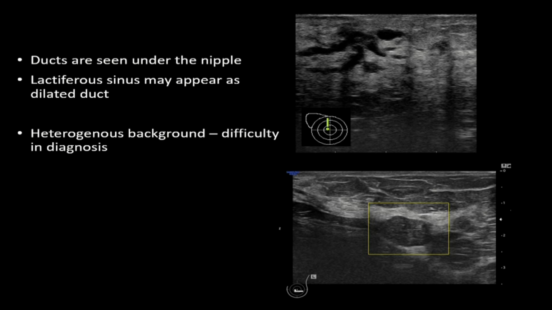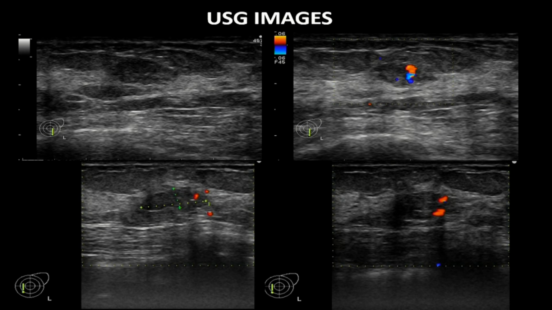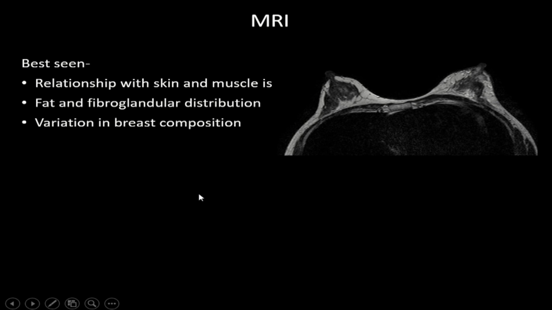If you are not able to find out whether it is a fat globule or a pathology, you will have to go for biopsy. This is a case where the mass looks exactly like the fat distributed in the parenchyma. It was a fibroadenoma, and sometimes the Doppler comes to your help, where the lesion looks exactly like fat, and the mass shows vascularity.